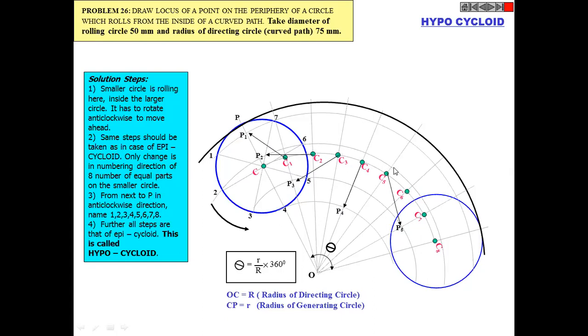From C6 we will have P6 on the 6 number line, then P7 on the 7 number line. From C8 on the 8 number line, that is after 7, that is 8. So we got all the points and we got the curve. That's it.